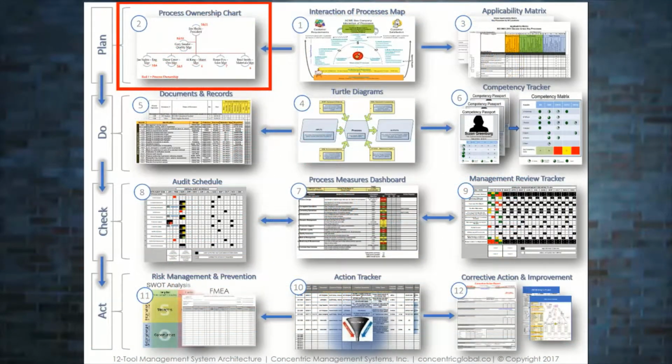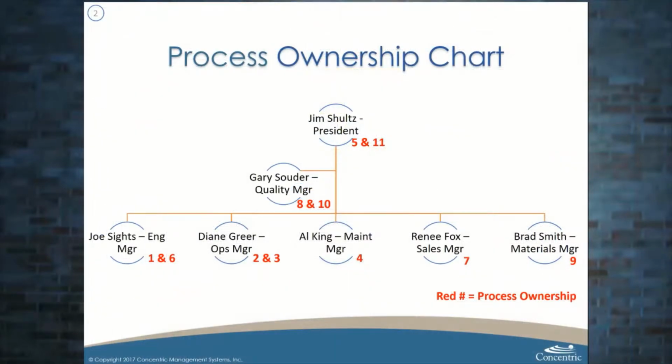Tool number 2 is also very simple. It's a process ownership chart. So instead of being your traditional org chart, this process ownership chart, which could be combined with the traditional org chart, is meant to define who owns which of the 11 processes.